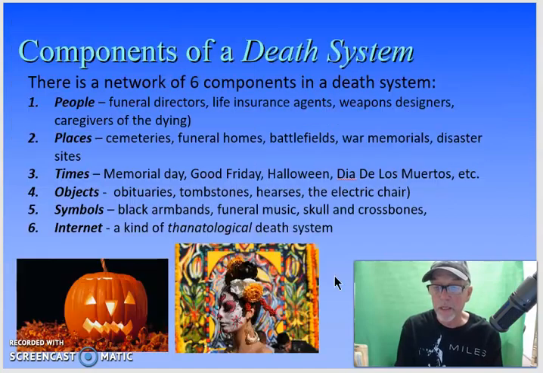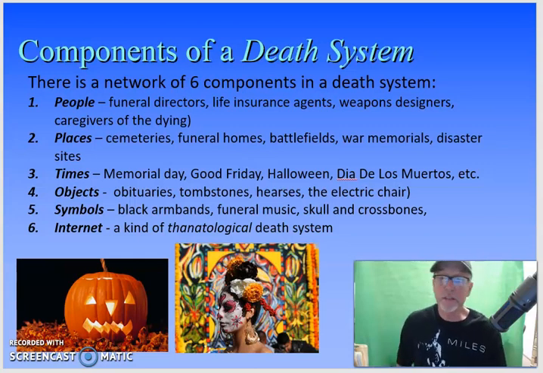Okay, so let's look at the concept of a death system, and that's a network of 6 basic components. The first one is people of a death system, and they generally include funeral directors, life insurance agents, even weapons designers, but also caregivers of the dying like hospice and what have you. Then there's places, which include cemeteries, funeral homes, even battlefields, war memorials like the Vietnam War Wall, the Memory Wall, and the disaster sites such as the 911.